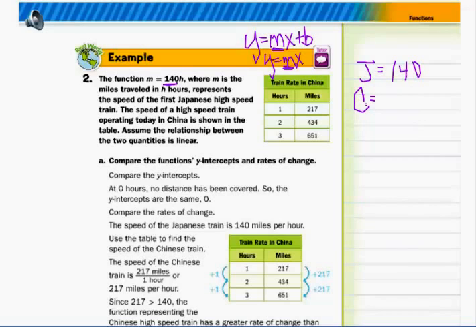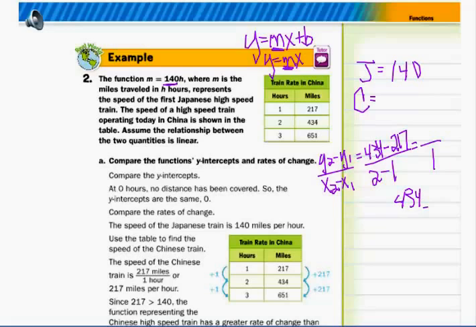Let's talk about the Chinese train's rate. It's given to you in the table. So to find the rate of change, just subtract. Use our y2 minus y1 over x2 minus x1. So I've got 434 minus 217 over 2 minus 1. Bottom's an easy one to do in your head. Top one, 434 minus 217.